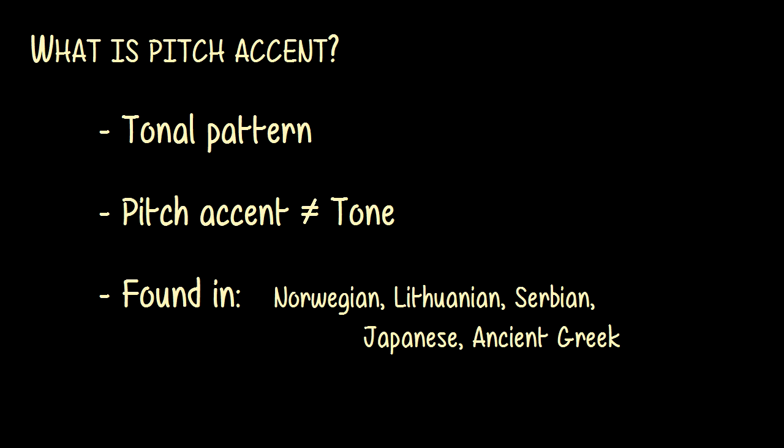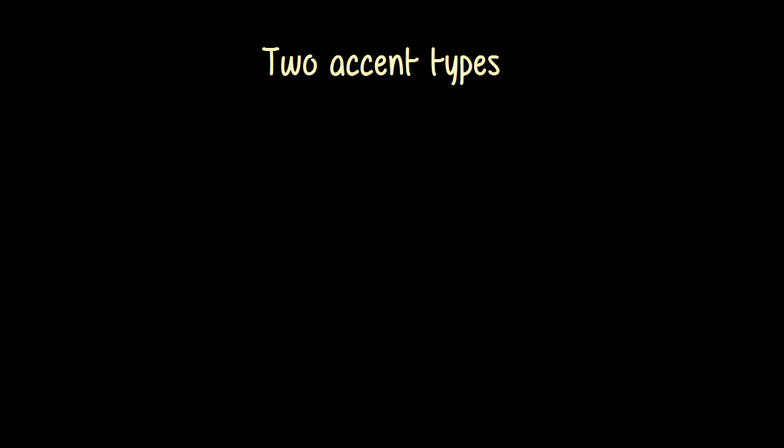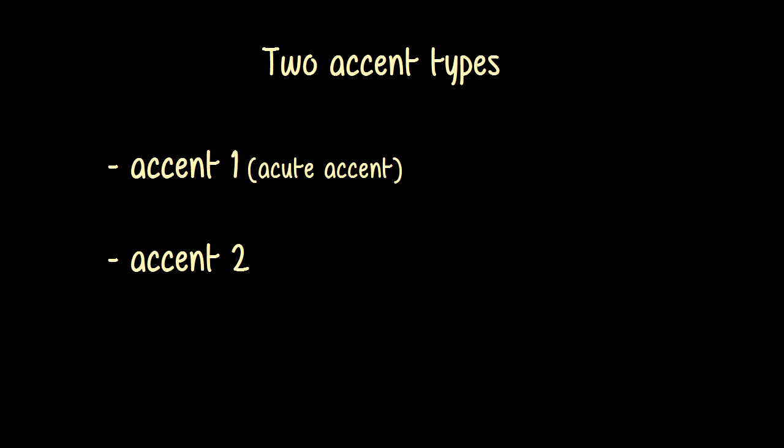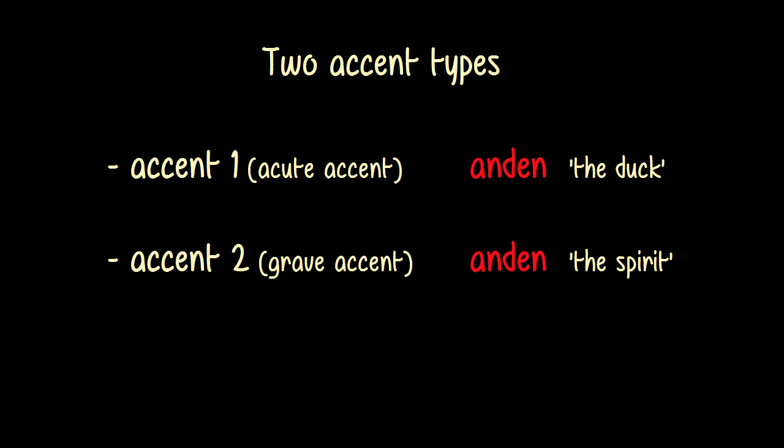So, let's talk about the Swedish pitch accent. In Swedish, there are two types of accents. The first one is called accent 1, or acute accent. The second one is called accent 2, or grave accent. Every Swedish word has one of these two accents, and like I said, the meaning of a word can change depending on what accent it has. For example, anden, the duck, versus anden, the spirit.